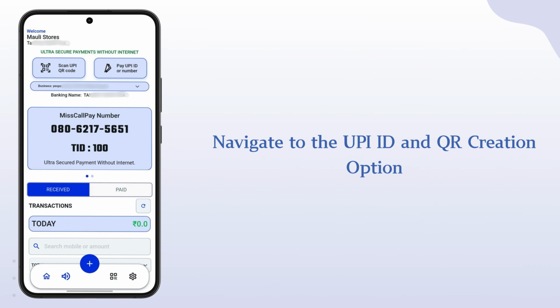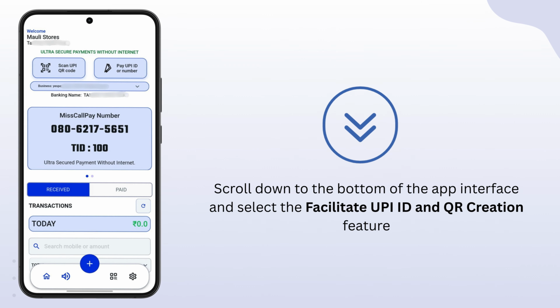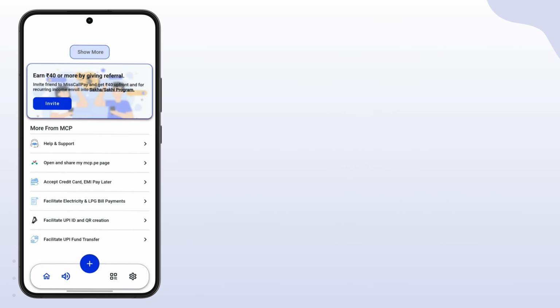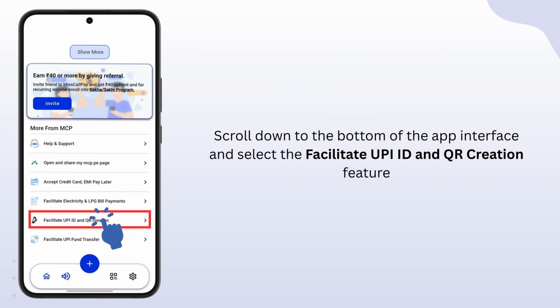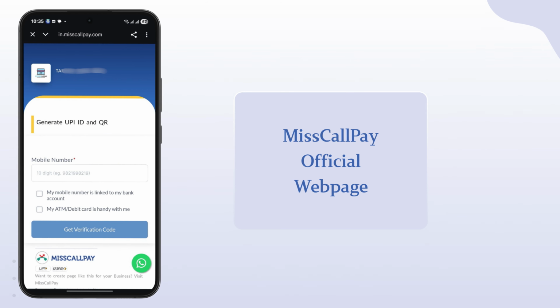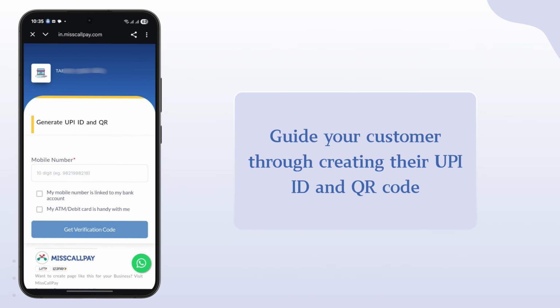Step 2. Access the UPI ID and QR creation feature. Scroll to the bottom of the dashboard. Tap on Facilitate UPI ID and QR creation. You'll now be redirected to MissCallPay's official webpage, where you'll guide your customer through creating their UPI ID and QR code.